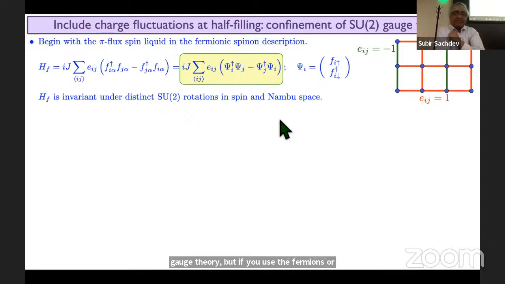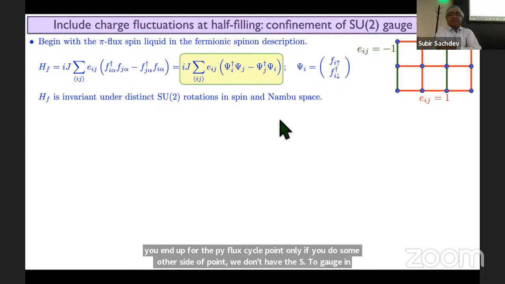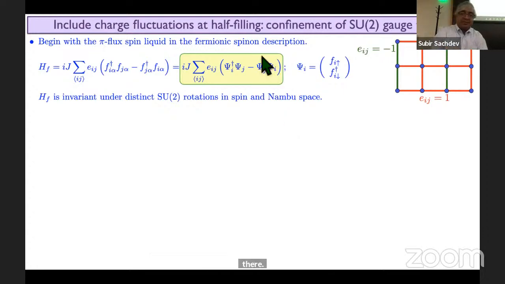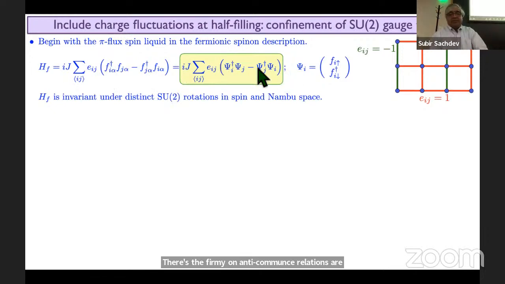Yes. So first of all, with fermions, you don't always end up with SU2. You end up with it for the pi-flux saddle point only. If you do some other saddle point, you don't have the SU2 gauge invariance. It's just a very special feature of this pi-flux saddle point. And exactly what I was saying, the fermion anti-commutation relations are important in showing that these two are equal. If you try to do this with bosons, you'll find they're not equal.